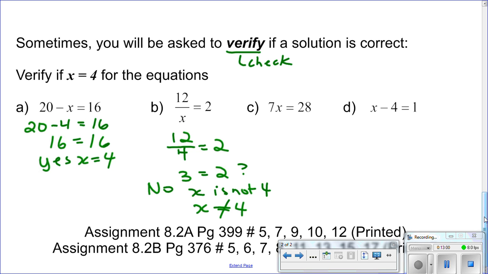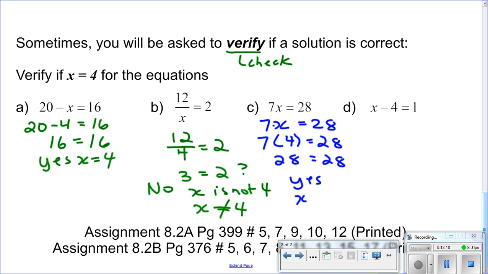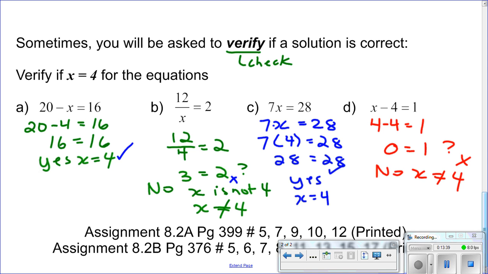When we look at C, 7x equals 28. That's like saying 7 times x equals 28. So 7 times 4 is equal to 28. 7 times 4, 28 equals 28. So for this one, yes, x equals 4. That's correct. Okay. And on the last one, x minus 4 equals 1. So I'm going to replace the x with a 4. 4 minus 4 equals 1. Well, 4 minus 4 equals 0. 0 equals 1. That doesn't make sense. So that's not the right answer. So no, x does not equal 4 for that equation.